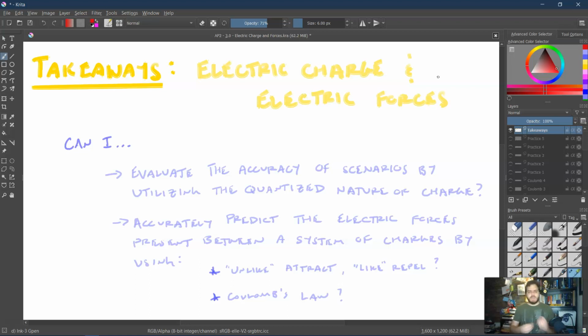Additionally, can we accurately predict the electric forces present between a system of charges by, one, making sure that if they're unlike, they should attract, and if they're like, they should repel, but also just taking into account Coulomb's law. So far, we've only looked at a one-dimensional example, but you're going to start practicing two-dimensional examples pretty much immediately.